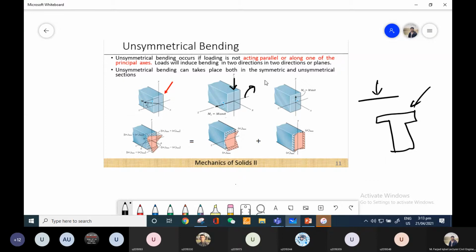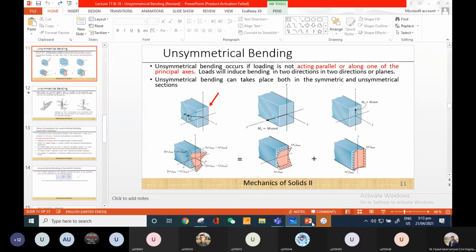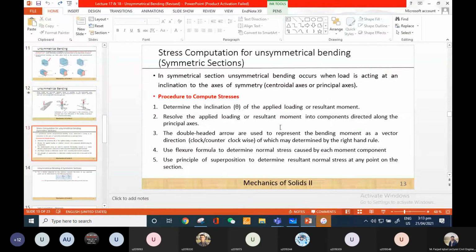This term moment axis, you won't find it much in the literature, but I am using it just for the sake of convenience: the axis around which the moment is taking place, we can call that the moment axis. And in the case of a symmetrical section, when the loads are on the principal axis, we can also call this axis the neutral axis. So to solve these kinds of questions, the first step that I have shown you in this slide was that we need to find the inclination of the applied loading or the resultant moment.